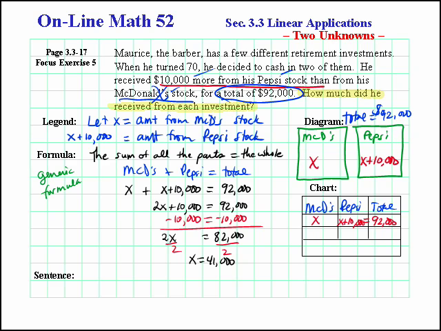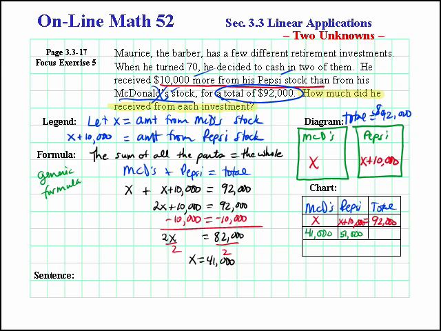Well, here's an important piece again. We've said x is 41,000, yet we have two unknowns. So which does the 41,000 belong to? Is it the McDonald's stock or the Pepsi stock? This is why we have our legend. We can go right back up to here and say, oh, x is the amount from McDonald's stock. And in our chart, we can even write in that the McDonald's stock is 41,000. Remember, the chart is here to help keep us organized in our work. Pepsi is x plus 10,000. That's the 41,000 plus 10,000 more, which is 51,000.